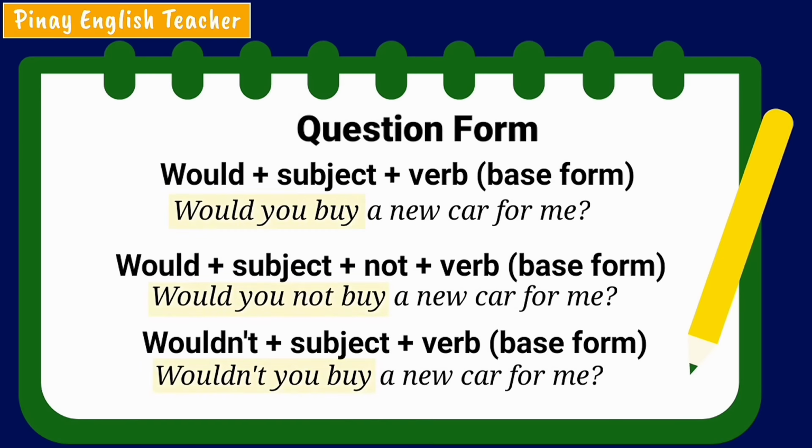Kapag gagamitin mo naman ang would sa questions, sundan lamang ang structures na ito. Would plus the subject plus a verb in its base form. Example, would you buy a new car for me? Kapag nasa negative structure naman ang iyong question, would plus the subject plus not plus a verb in its base form. Example, would you not buy a new car for me? Or, wouldn't plus the subject plus a verb in its base form. Wouldn't you buy a new car for me?